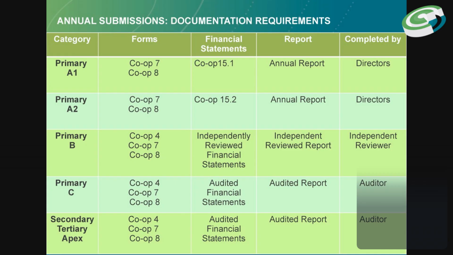A financial statement must be independently reviewed by the appointed independent reviewer. This is the report that needs to be prepared by the independent reviewer for primary B. Primary C, the forms to be uploaded are COP 4, COP 7, COP 8, and the audited financial statement prepared by the auditor.